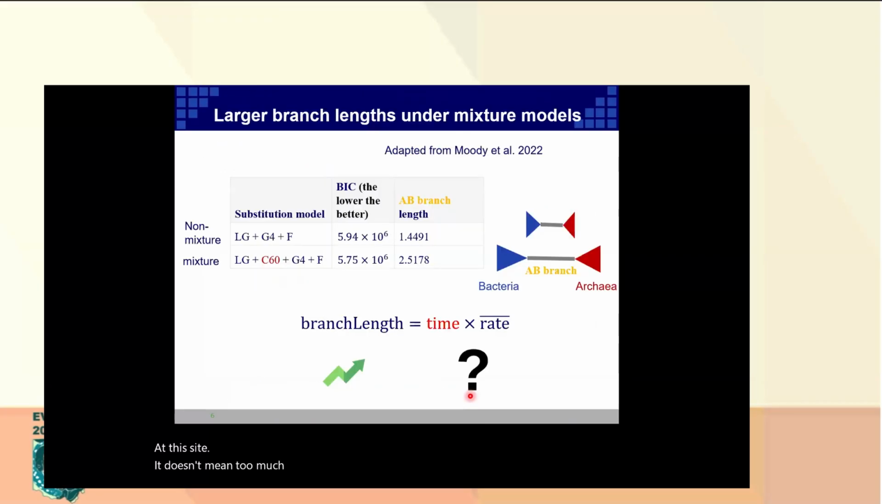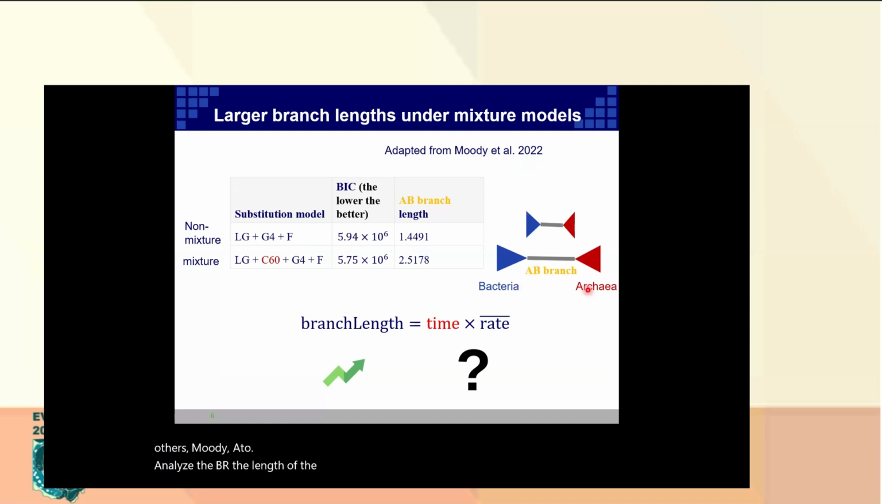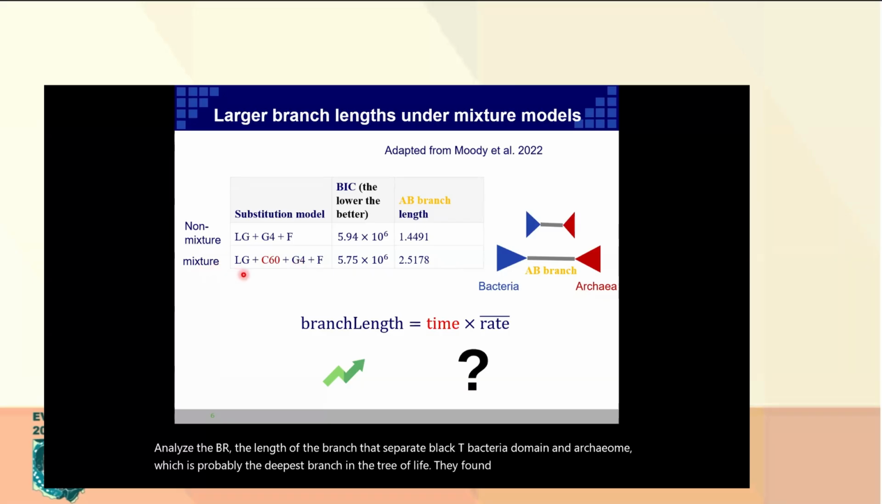As a result, we often find that using a mixture model, we get a longer branch length estimate. And for this empirical example, the authors, Moody et al., analyzed the length of the branch that separates the bacterial domain and the archaea domain, which is probably the deepest branch in the tree of life. They found that using a mixture model, it much better fits the data, and also the branch lengths are much longer than estimated under the homogeneous non-mixture model.